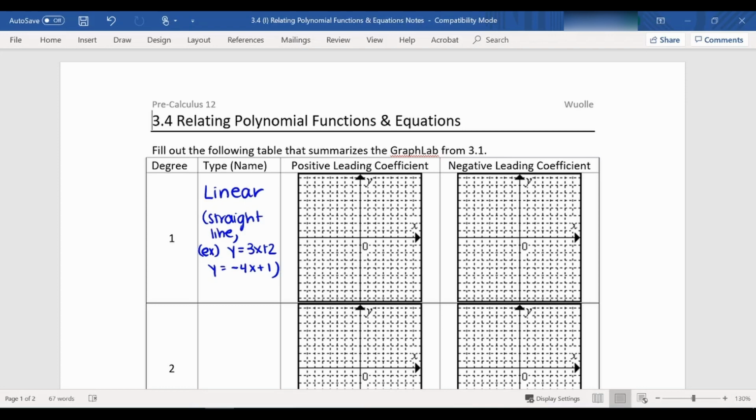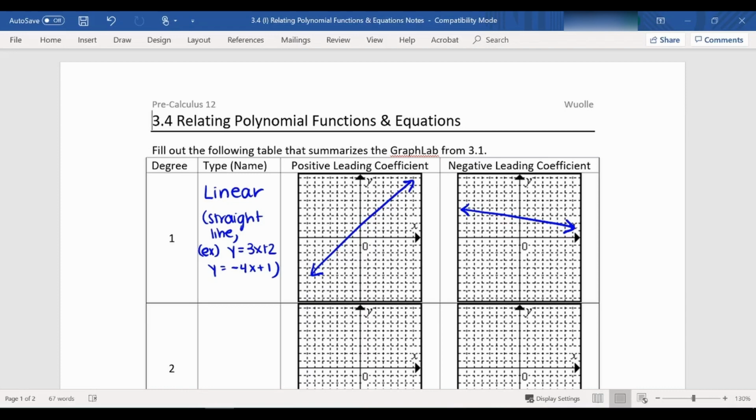these look like a straight line that increases as you read the graph left to right, or it goes up. So something like this. That would have a positive leading coefficient. If you have a negative leading coefficient, similar to the negative 4x plus 1, this would go down as you read left to right, or decrease. And something like that would be a negative leading coefficient.